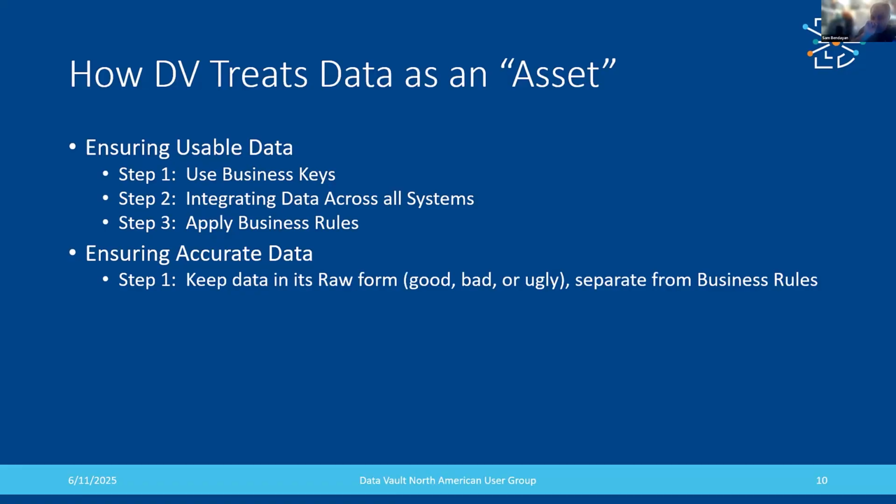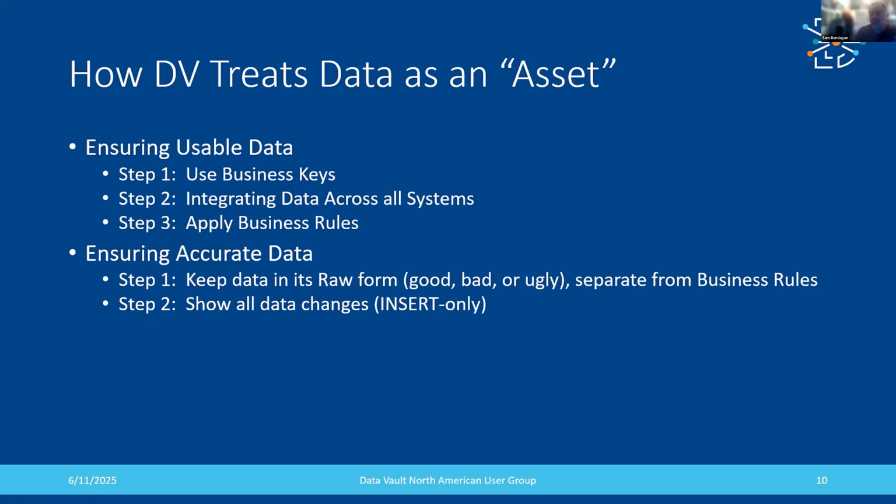Now, how do we ensure accurate data? This one's a little more complicated, but what we do is we keep data in its raw form, okay? Good, bad, or ugly. You're going to hear that a lot in this presentation. And secondly, you want to separate it from the business rules. So you need raw data separated from business data. We're going to talk about why.